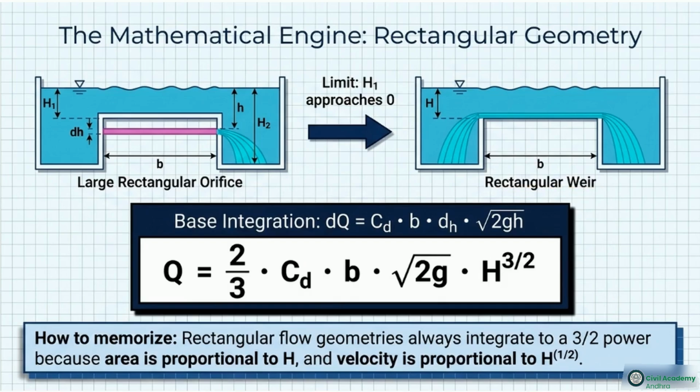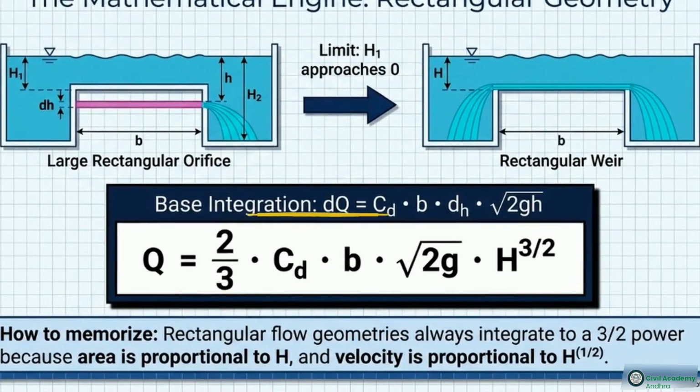Look at the base integration formula. For any rectangular flow geometry, the cross-sectional area is proportional to the head, h, and the velocity is proportional to the square root of h. Multiply them together, and your discharge, Q, will always integrate to h to the power of 3/2.